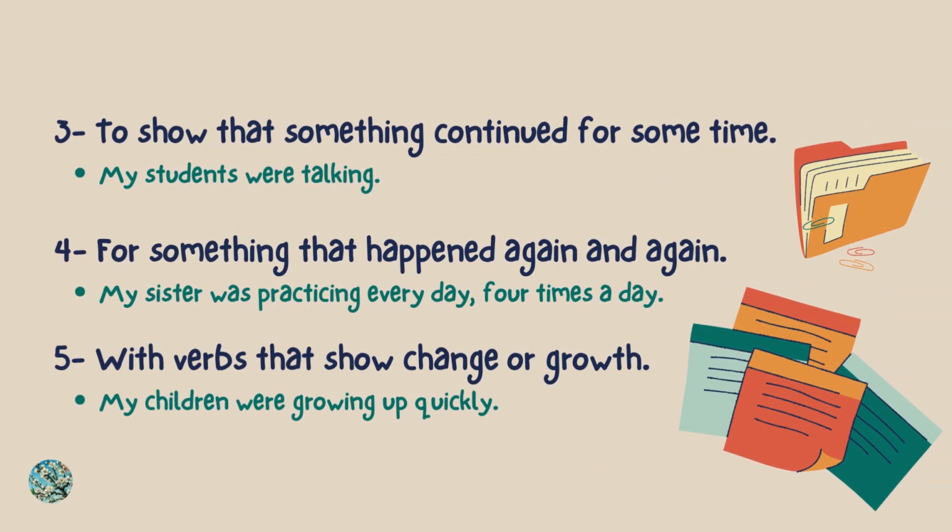Number 3, to show that something continued for some time. For example, my students were talking. Number 4, for something that happened again and again. For example, my sister was practicing every day, 4 times a day. Number 5, with verbs that show change or growth. For example, my children were growing up quickly.